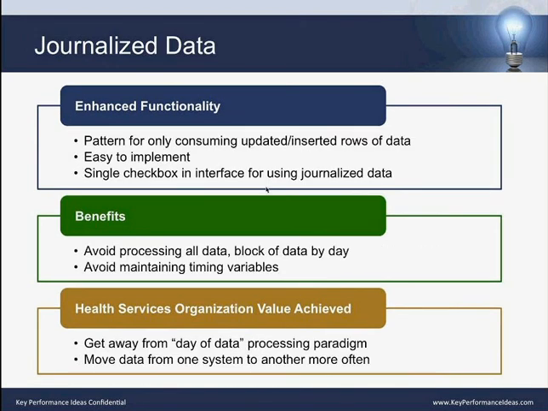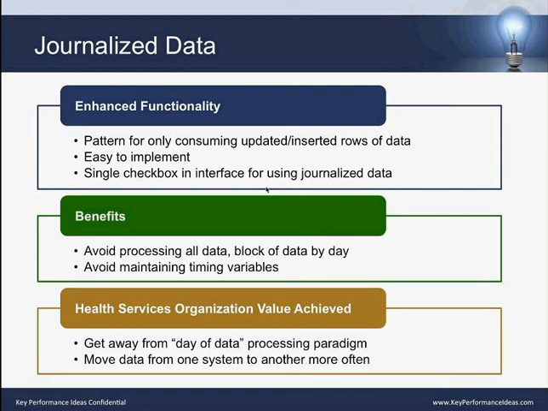So we've talked a little bit about this already. Journalizing data sources gives us the ability to just process new and updated rows. For our client, this has been huge because they were processing blocks of data by day. For instance, a data movement process would say, let's take the current day, subtract 1 from it, and then process everything in that date range. This can work, but has several shortcomings.